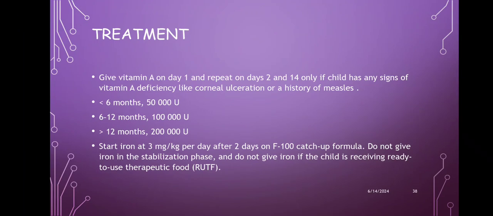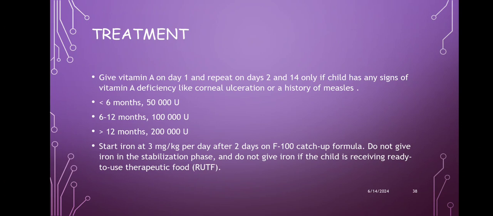Then treatment for vitamin A deficiency. Give vitamin A on day 1 and repeat on days 2 and 14 only if the child has any signs of vitamin A deficiency. What signs are we talking about? Like corneal ulceration or history of measles. If the child is less than 6 months, you give 50,000 international units. If the child is 6 to 12 months, you give 100,000 international units. If the child is more than 12 months, you give 200,000 international units.